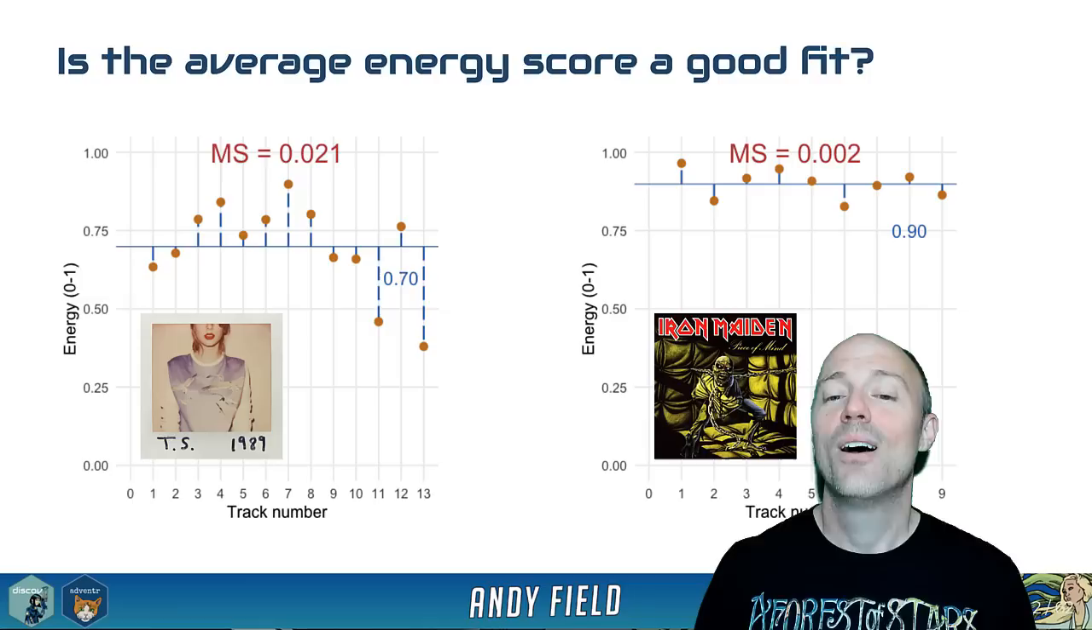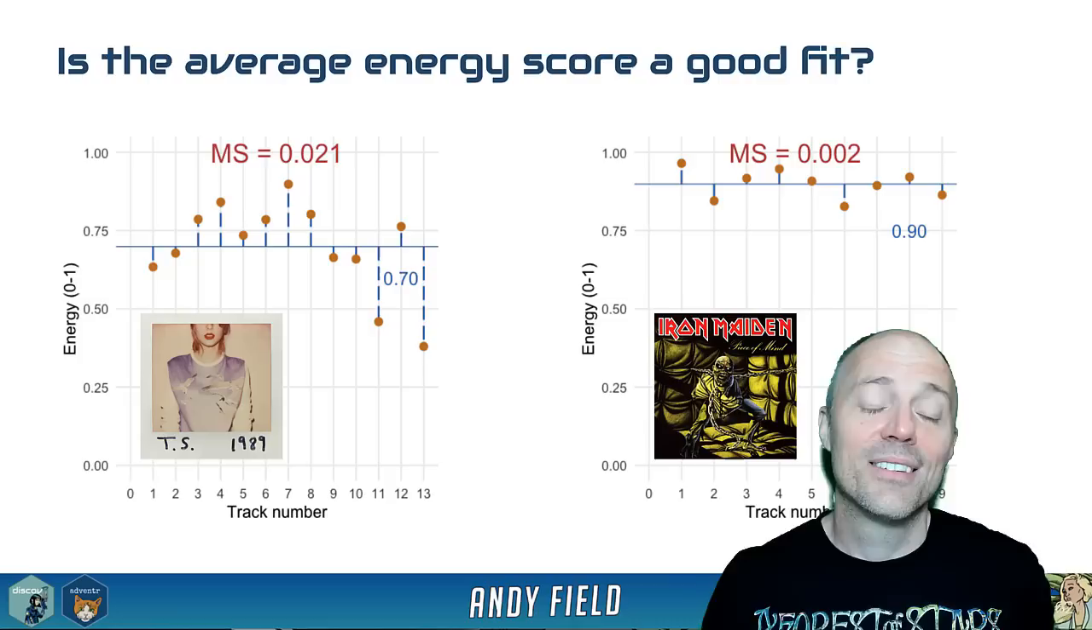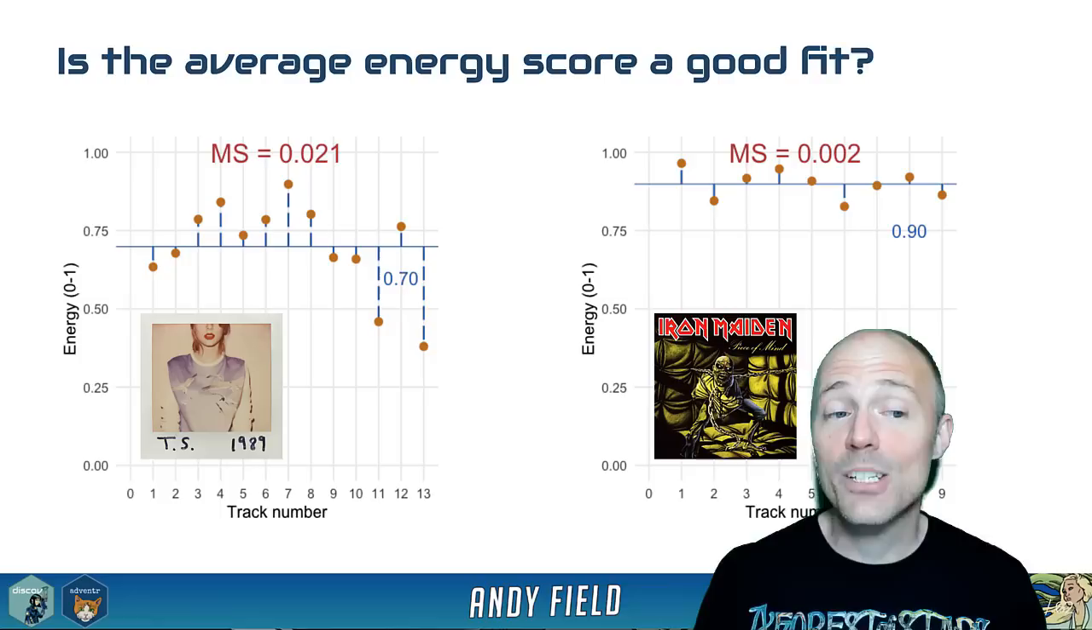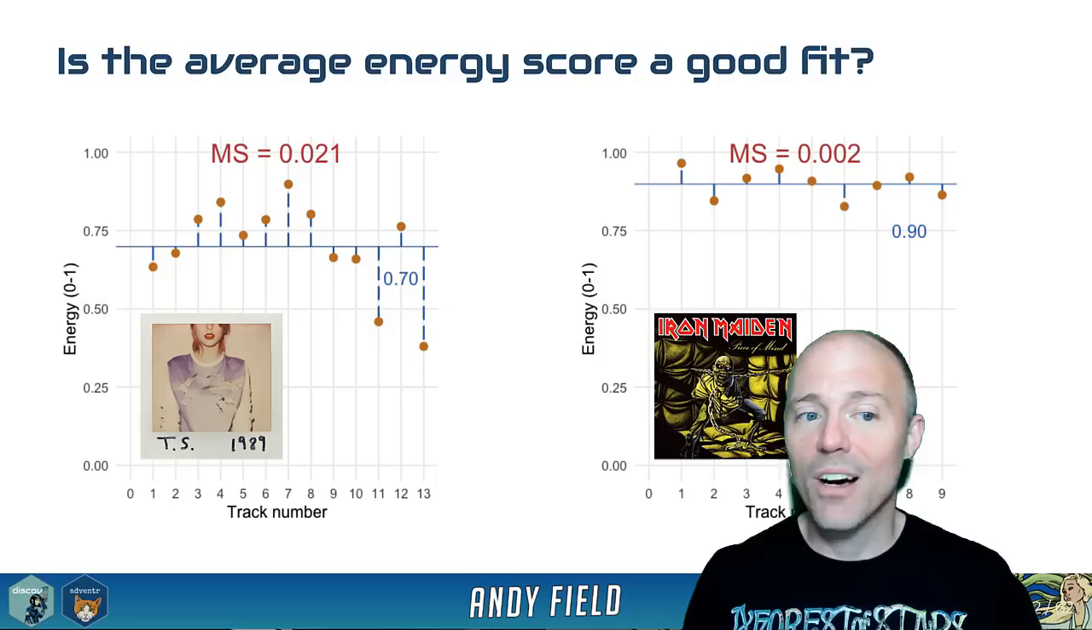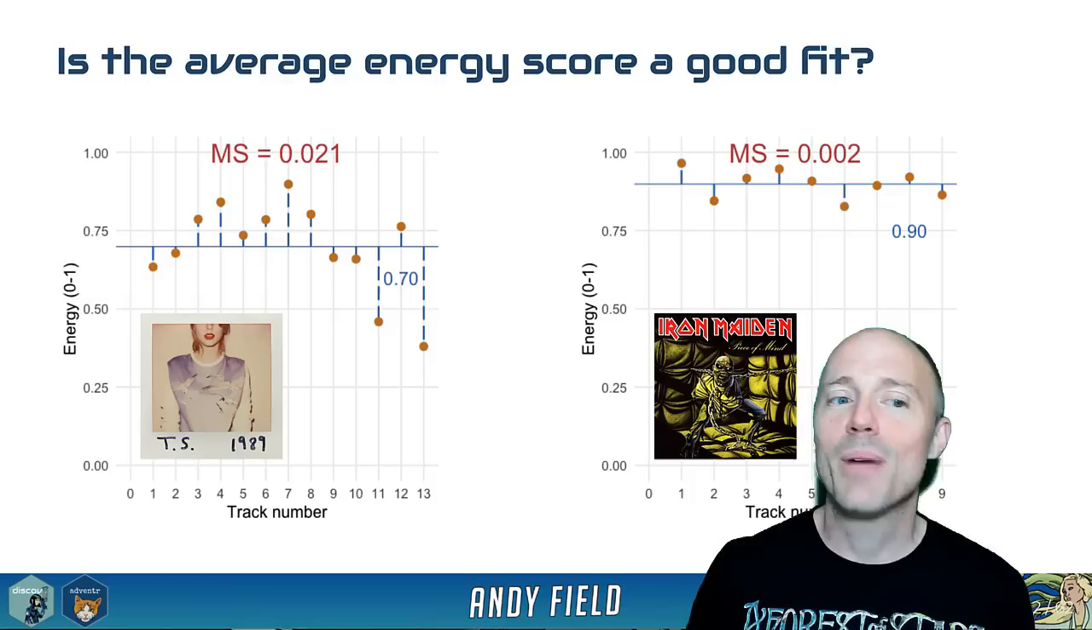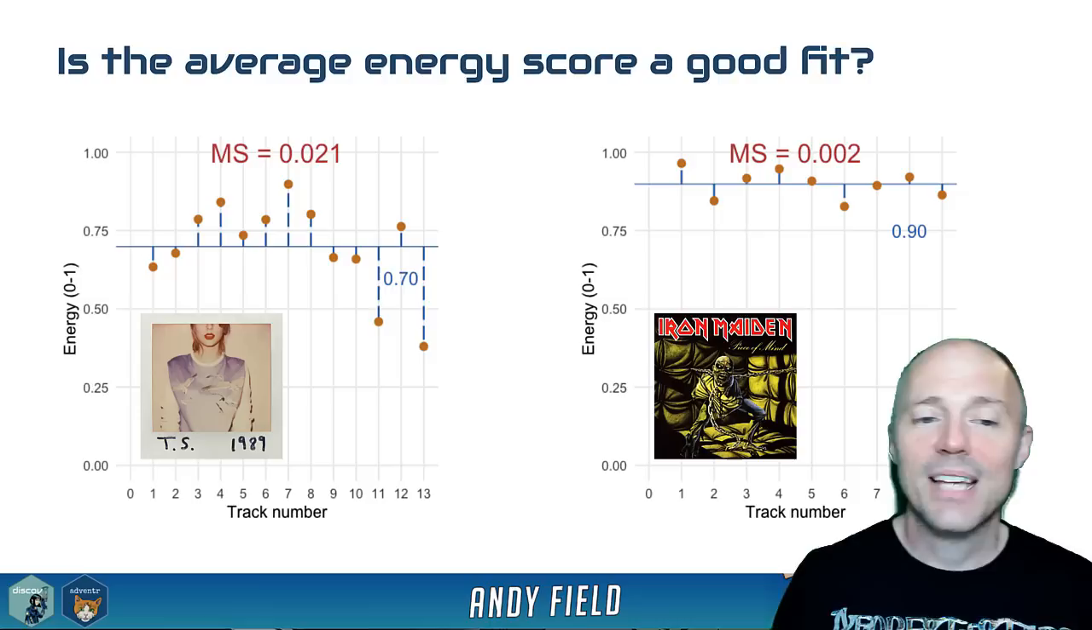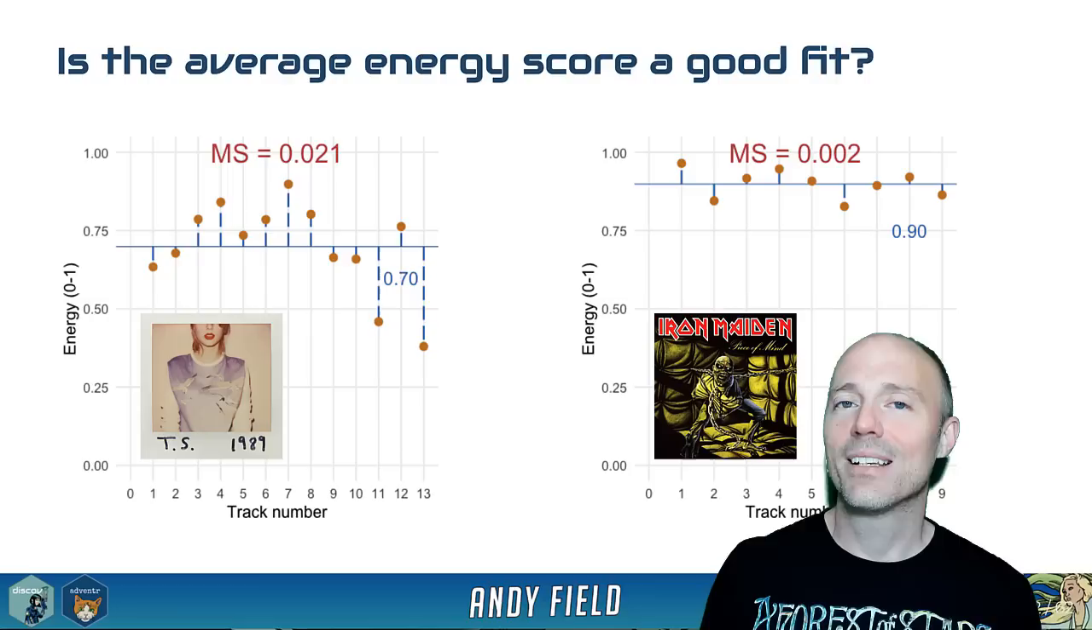Whereas for Taylor Swift, if you say, well, on average, the tracks have energy levels of 0.7, it's not as representative, because actually there's a lot more variability in energy levels. Some of the tracks are very high energy and some of them are quite low energy. So if you were using that to make a decision about buying the album and you wanted something that was consistently high energy, then for Taylor Swift, that means not really giving you a very accurate picture, because you're going to get to the end of the album and realize that there's actually some low energy songs on there.